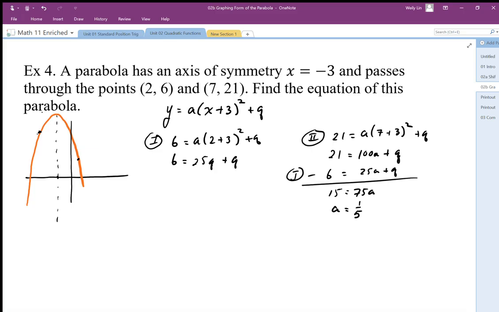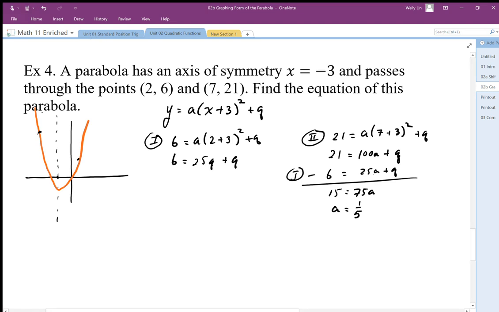Is that positive 1/5 or negative 1/5? So 21 minus 6. It looks like it's positive 1/5, if I'm not mistaken. Yep, that's going to be positive 1/5. So it looks like my graph is going to be more like that. I'm not too sure I can graph this, but something like that. Kind of hard to draw. I don't think I drew this original point very well. Okay, so that's going to be my a value.